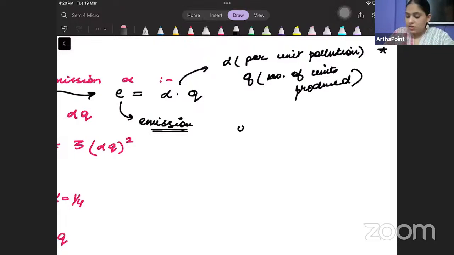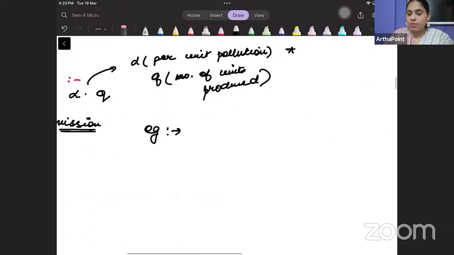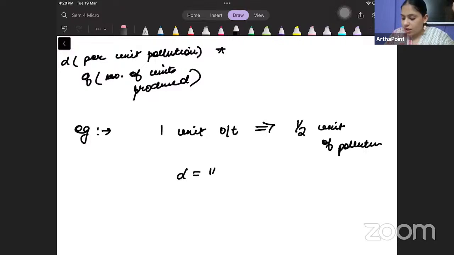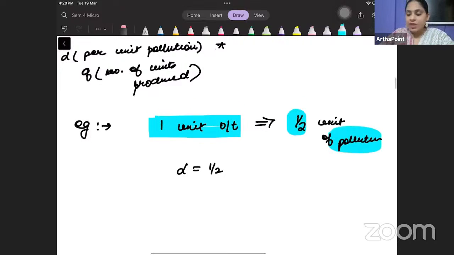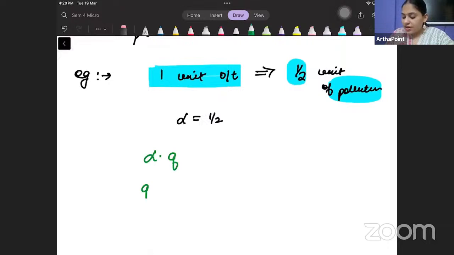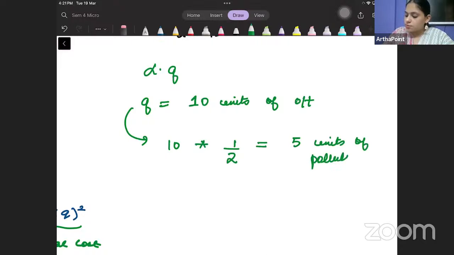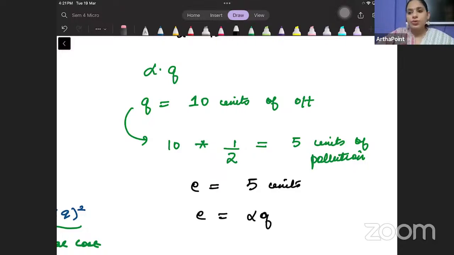तो एक एग्जाम्पल के तौर पे सपोज आई टेल यू कि जब हम एक यूनिट आउटपुट प्रोड्यूस करते हैं तो हम हाफ यूनिट ऑफ पॉल्यूशन कॉज कर रहे हैं, तो हमारा अल्फा हो गया हाफ. अल्फा बता रहा है कि एक यूनिट प्रोड्यूस करने के लिए कितना पॉल्यूशन एमिट हो रहा है. अब हम बोल रहे हैं अल्फा इंटू क्यू, माने अगर सपोज मैं बोल दूं आपको दैट आई एम प्रोड्यूसिंग 10 यूनिट्स ऑफ आउटपुट, so to produce those 10 units of output, per unit I am causing half unit of pollution, so I will cause 5 units of pollution. So in total what is going to be my emission? कितना pollution मैंने emit किया? These 5 units. So my emission is nothing but it is alpha into Q.